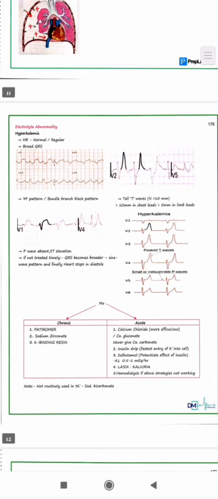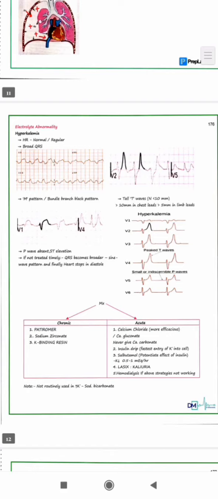Now we have to remember electrolyte abnormalities like hyperkalemia. It has characteristic peaked T waves and small or indistinguishable P waves. Now its management goes either in a chronic or an acute way. In chronic conditions, we give patiromer or sodium zirconium cyclosilicate, or we give K binding resin. In the acute setting, we go for calcium chloride, insulin drip or salbutamol.